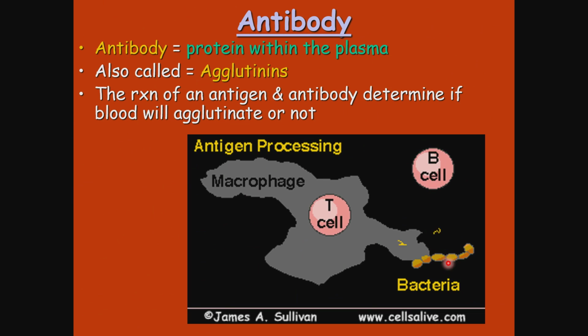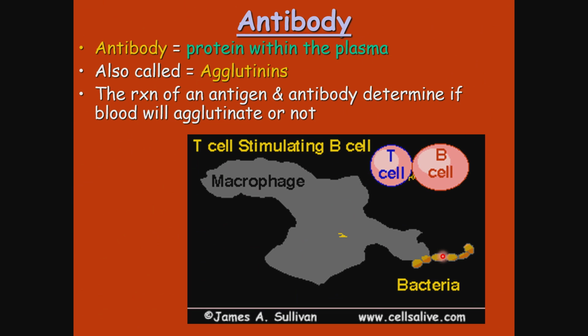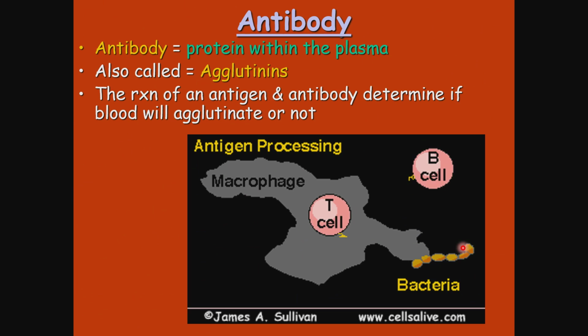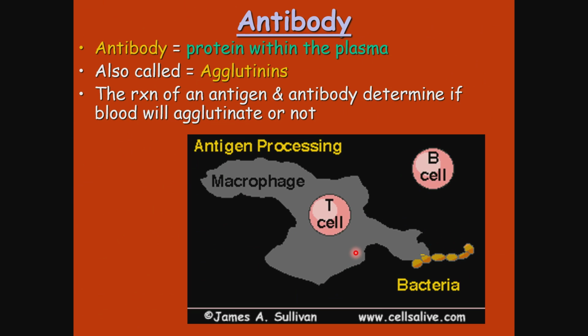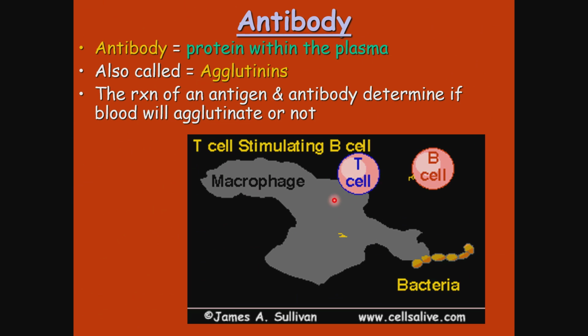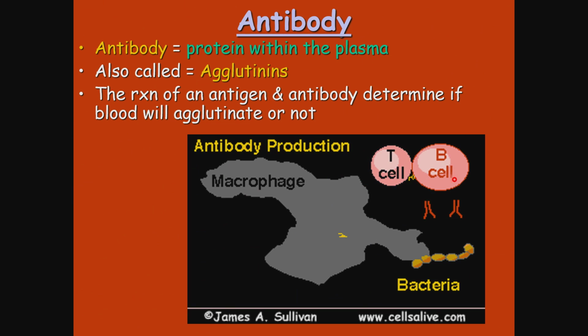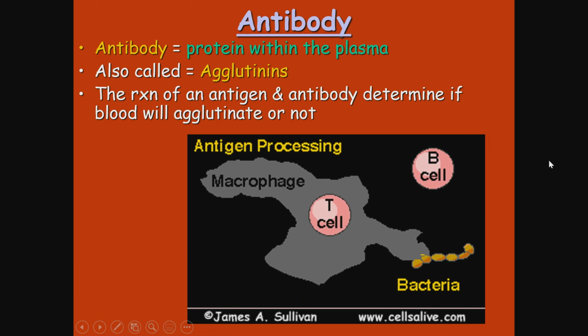The antibody lands on the bacteria, not really lands, but like locks, okay, docks onto it, and now it's being flagged for destruction. Okay, so when the bacteria comes in, it sends off little chemicals that the macrophage picks up, okay, which is showing that part right there. That stimulates the T cell, which will stimulate the B cell to release the antibodies.